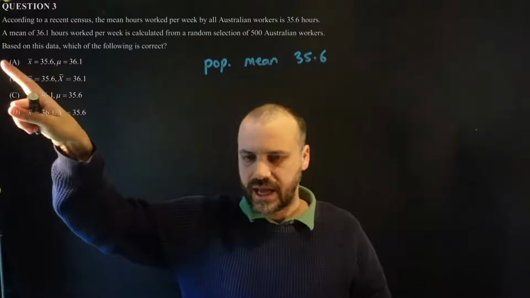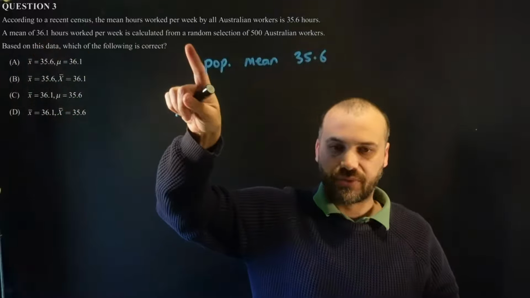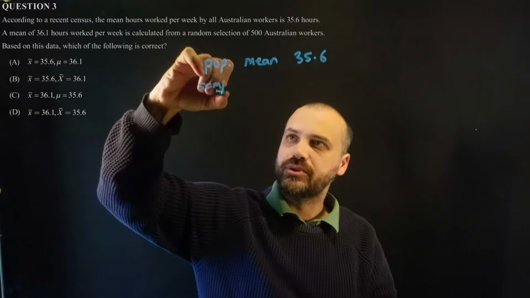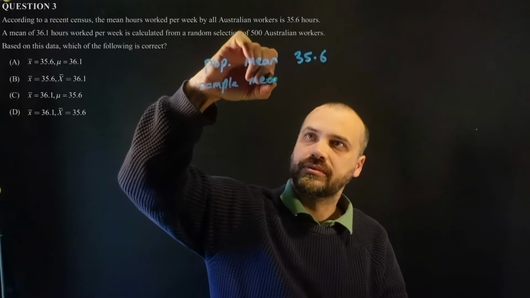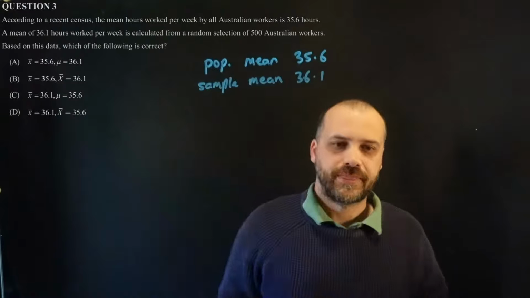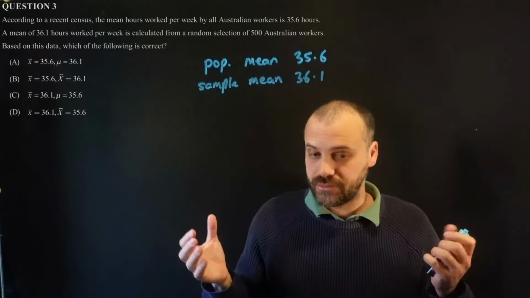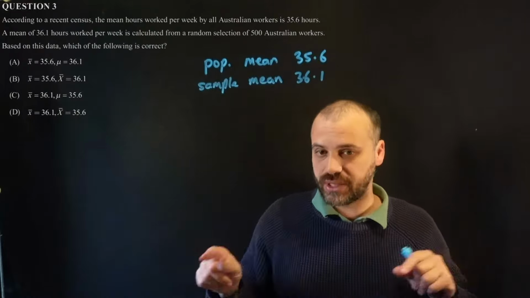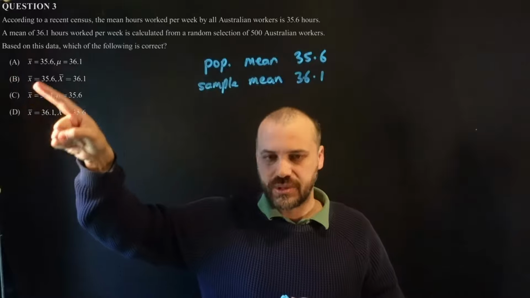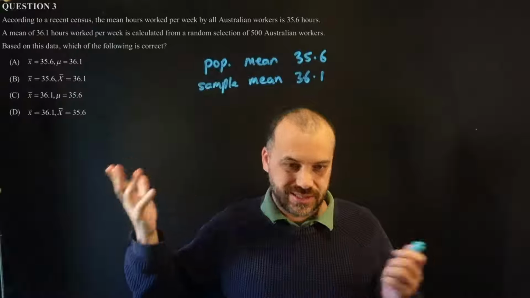Okay, and then it says a mean of 36.1 hours worked per week is calculated from a random selection of 500. So that is a sample mean, and that value is 36.1. So these are both means, right? But one is the population mean. They calculated the mean from absolutely everyone. The next one is just a sample mean. And so we need to know what these symbols mean. One of these symbols must mean population mean, and one of these symbols must mean sample mean.